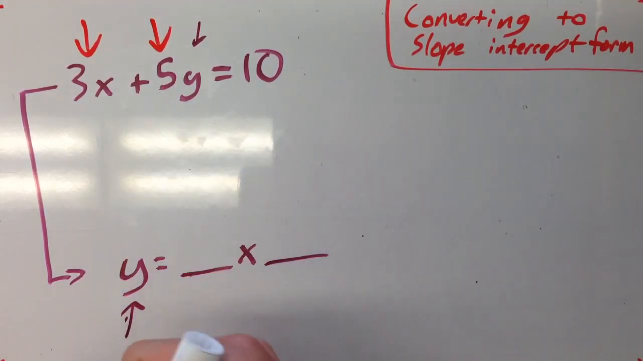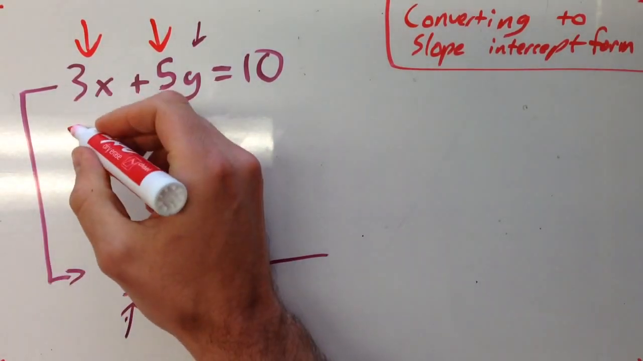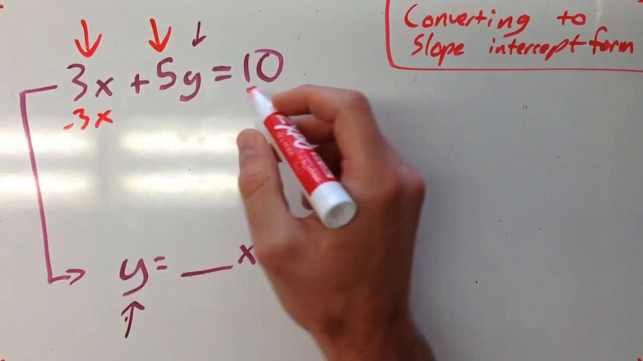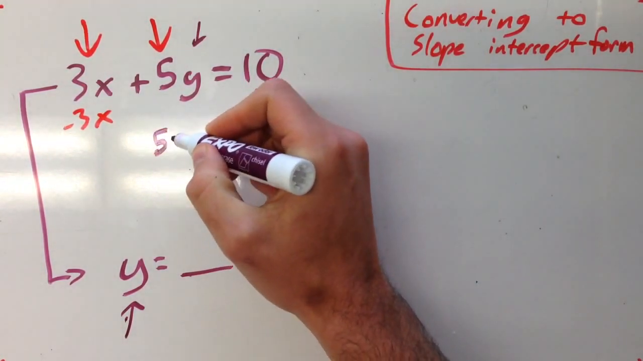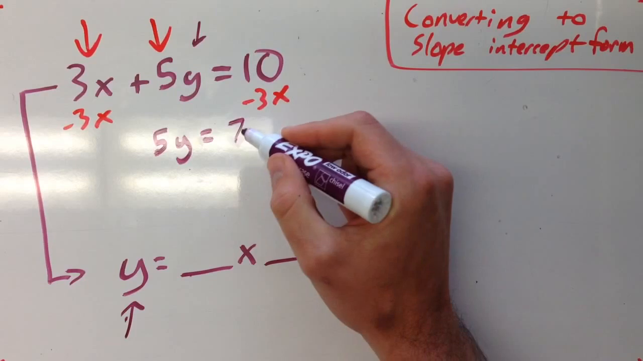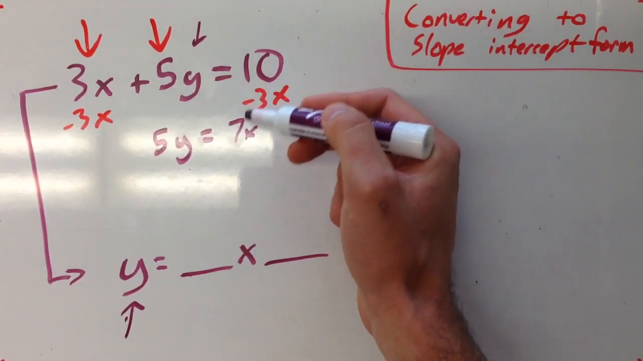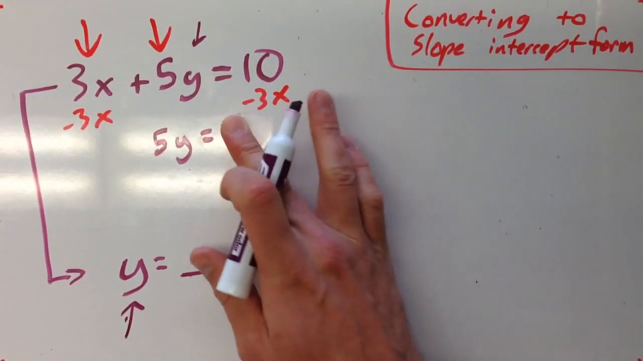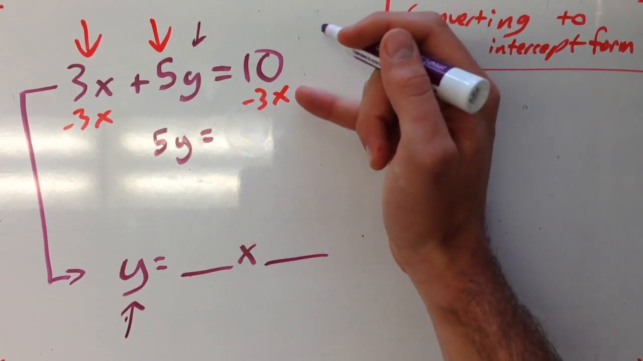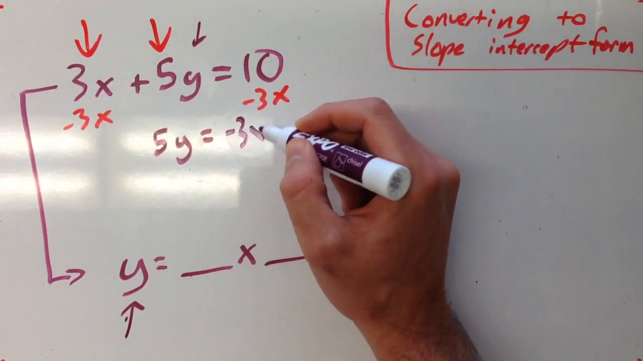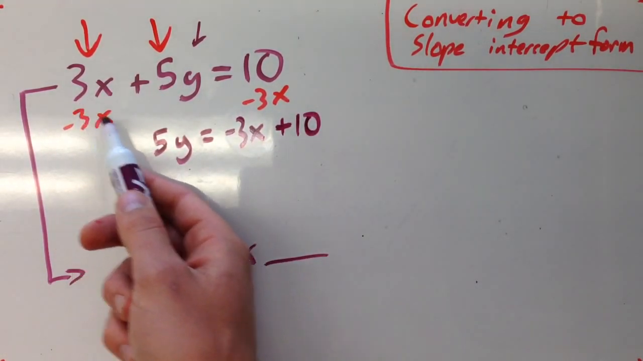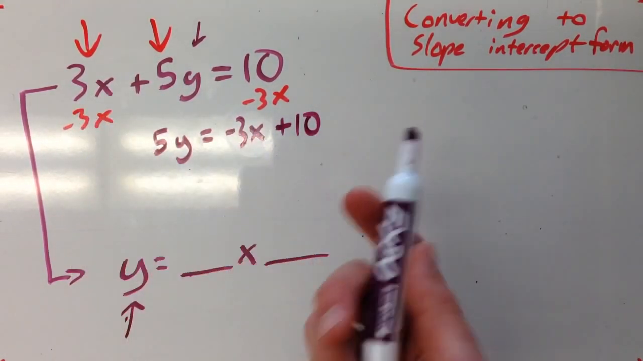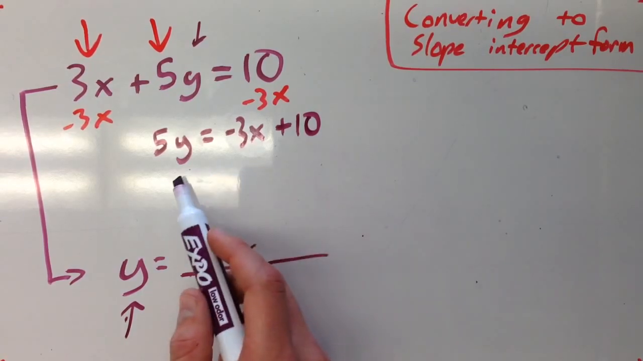So our first step here is we're going to get rid of this x term, and I'm going to subtract 3x from both sides. Here comes the most common mistake in converting. A lot of people will do this. They'll do 5y, and then they'll get 7x right there, because they do 10 minus 3 is 7. Just be really careful. Those are not like terms. So this has to become negative 3x plus 10. Really what we did was we just slid the 3x to the other side, and in doing so it has to flip signs. Right?